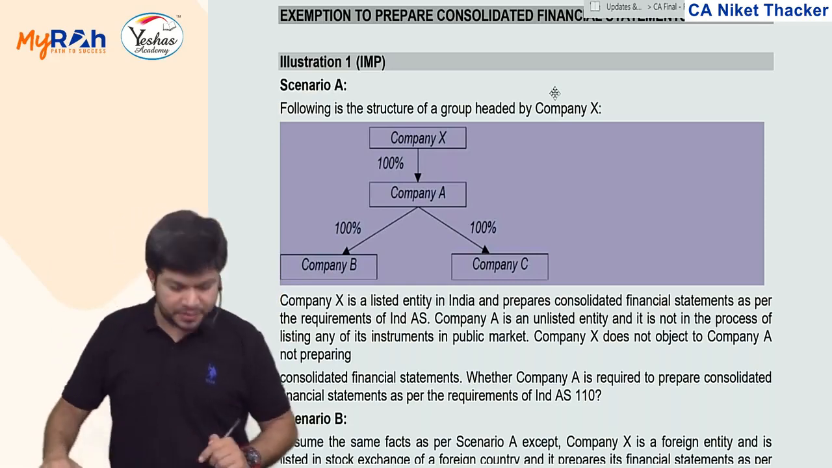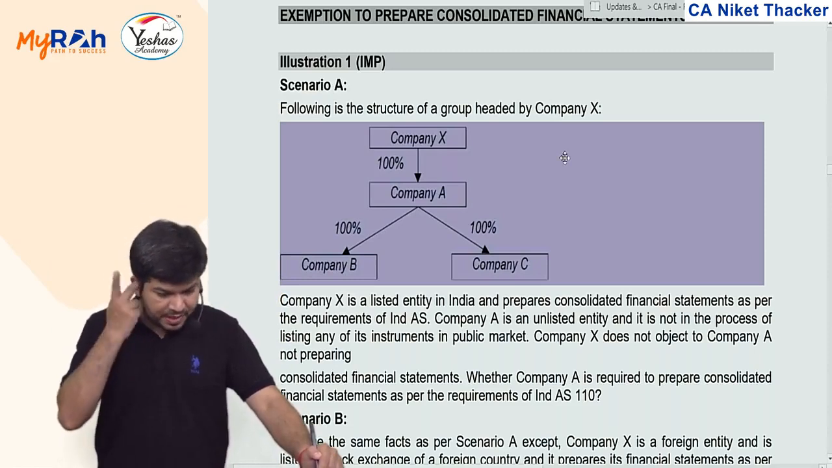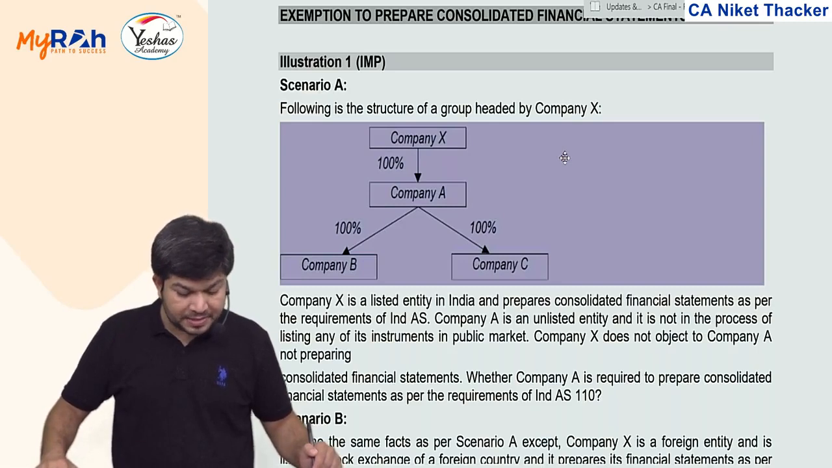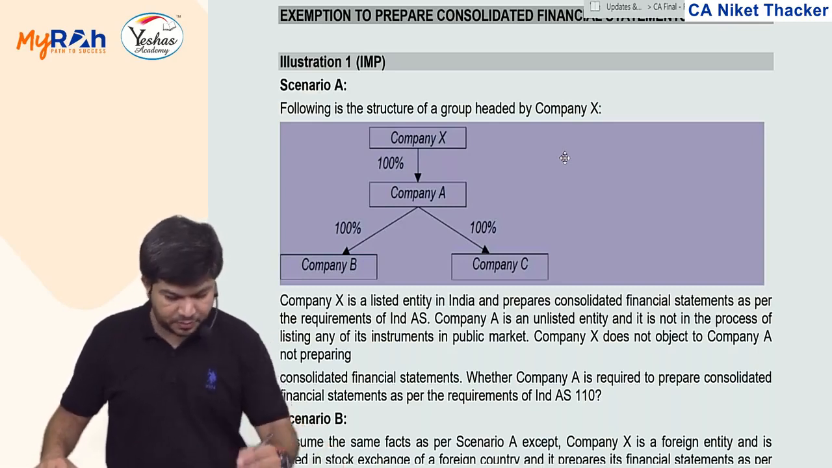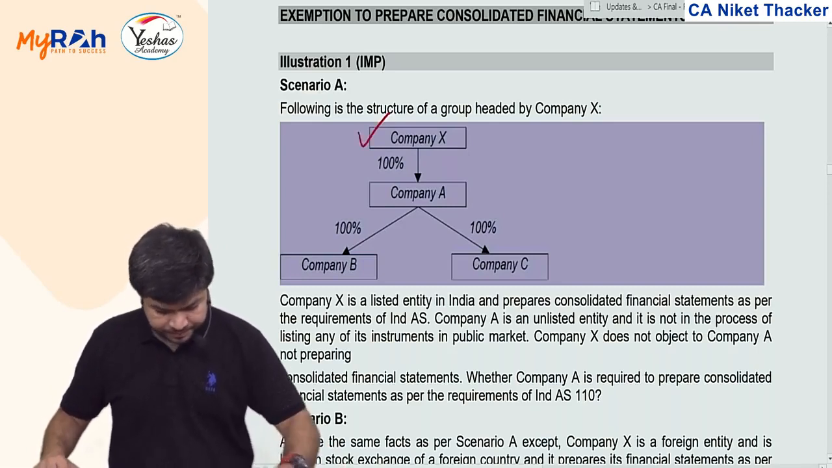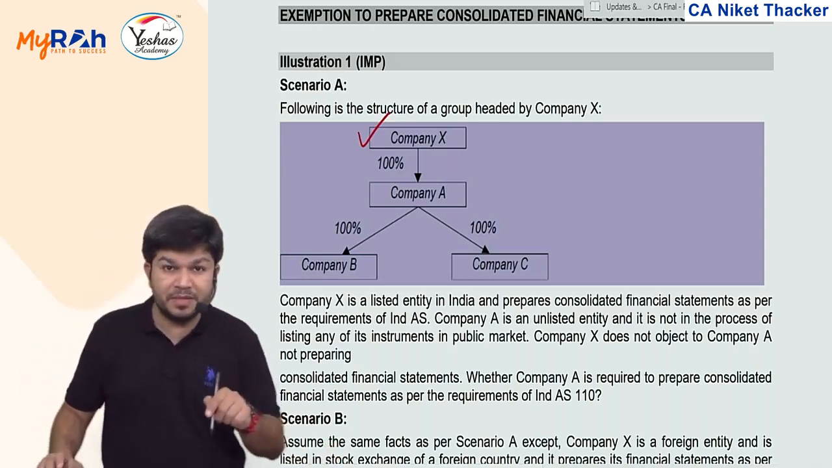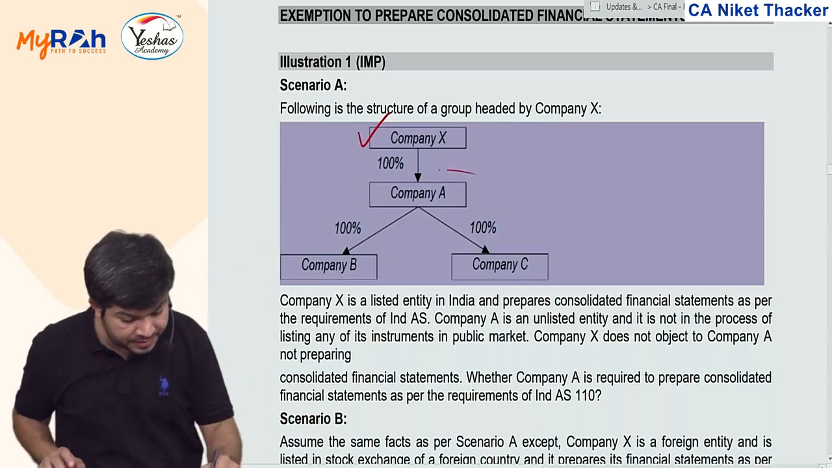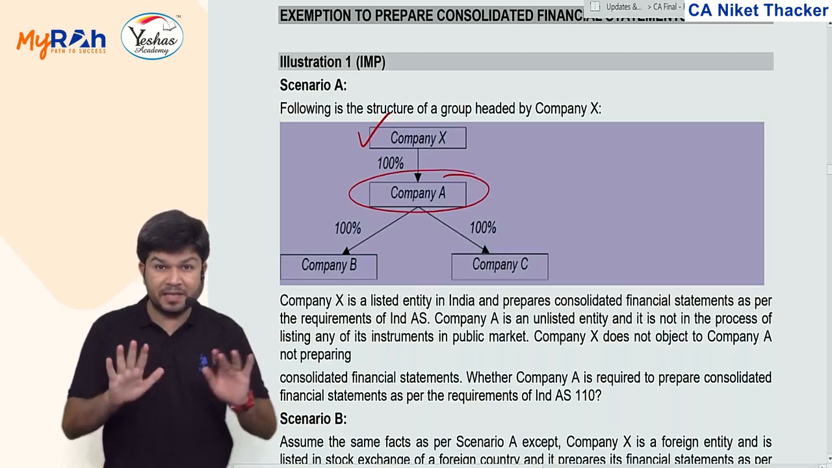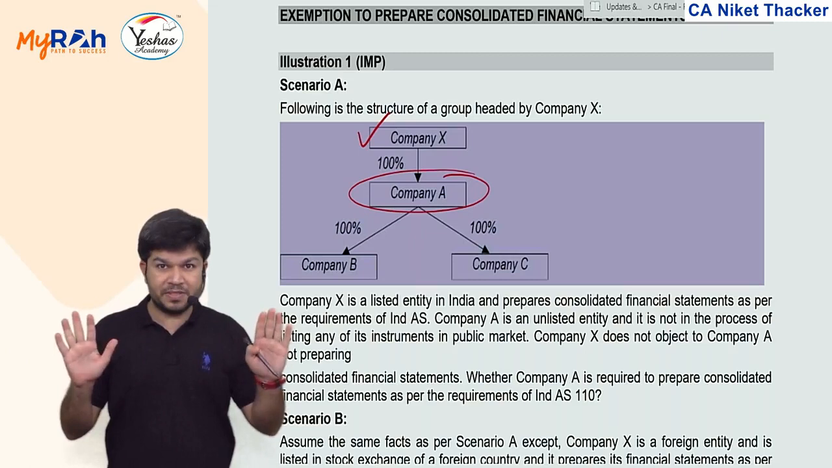So we have a question on this. Company X holds 100% in company A, and company A holds 100% in B and C. Now X is a listed company. The ultimate parent is a listed company, and it prepares financial statements as per Ind AS. This intermediate subsidiary, company A, is exempted provided it is unlisted and not in the process of listing.